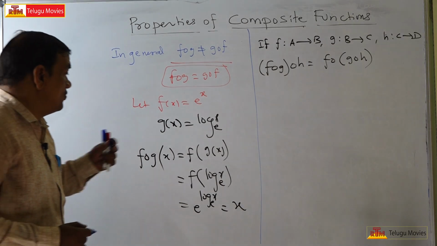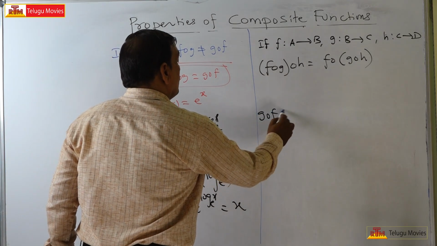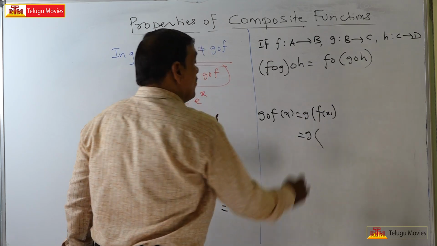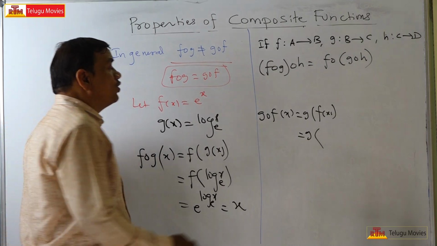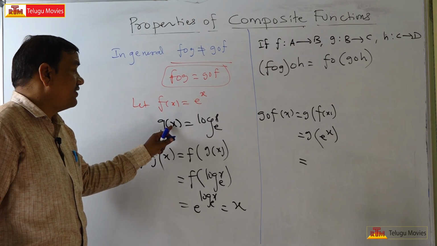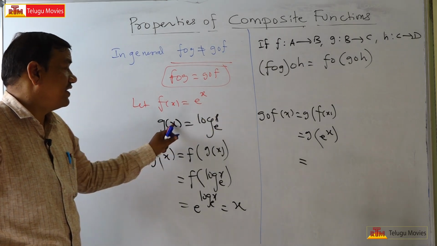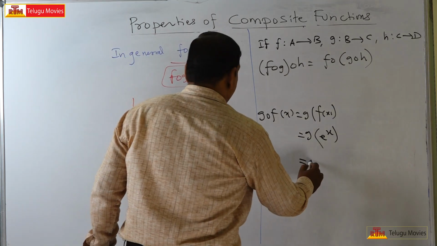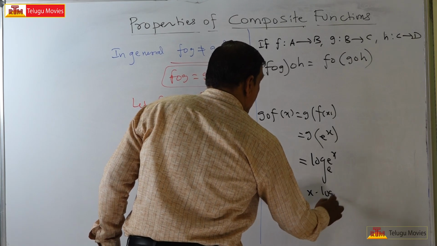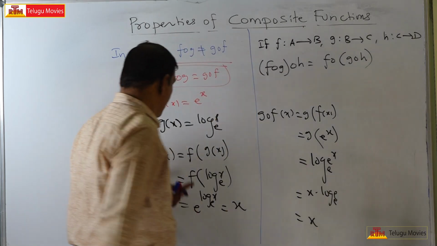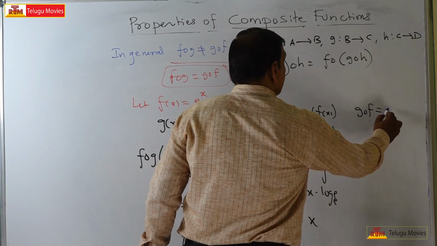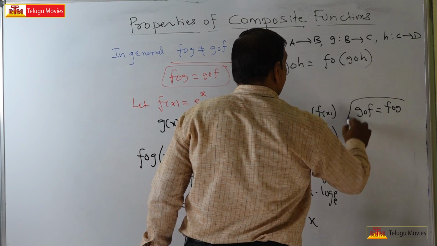Okay, now find out g circle f of x. This is g of f of x. F of x is equal to e power x. What is g of e power x? Wherever x is there, substitute e power x. So that is log of e power x to the base e. That is x into log e to the base e, that is equal to x. So you got f circle g is equal to g circle f.